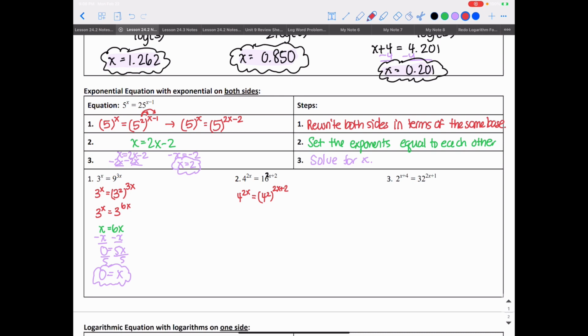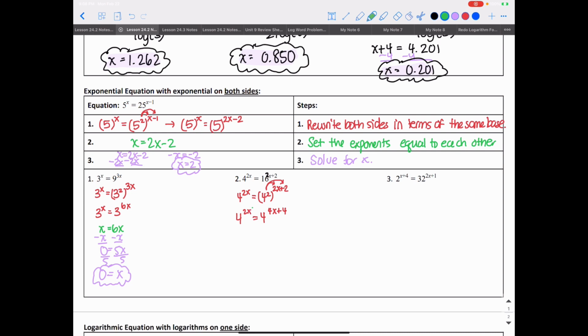So I rewrote 16 in terms of 4 to some power. And then I know if I have a power to a power, I multiply the powers together to simplify. So I have 4 to the, I need to distribute that 2 to the 2x and to the 2. So I have 4 to the 4x plus 4 power is equal to 4 to the 2x power.